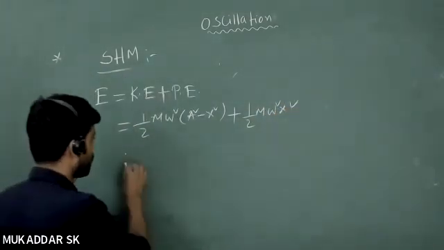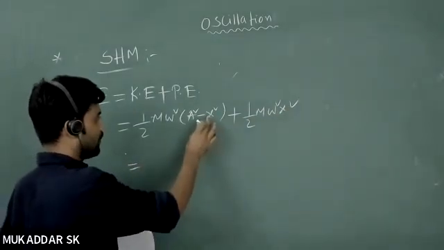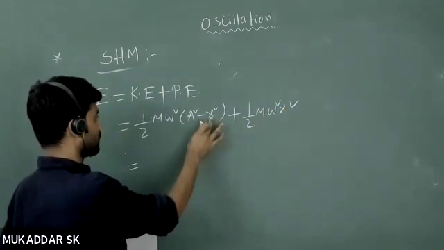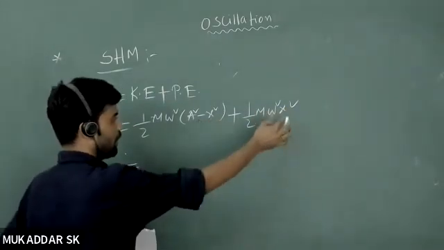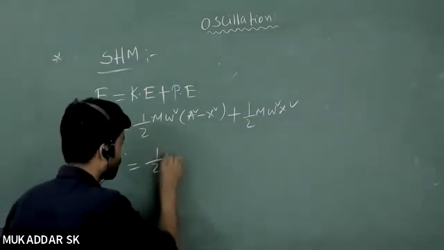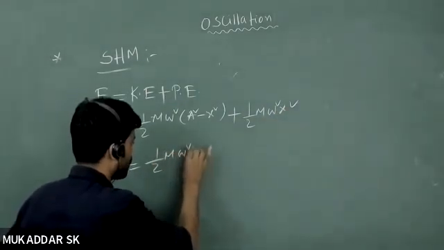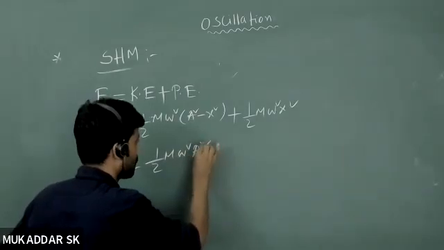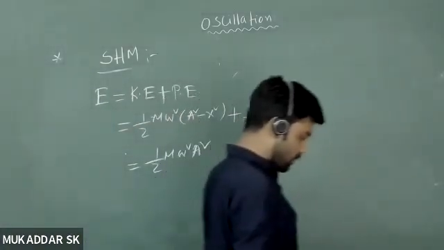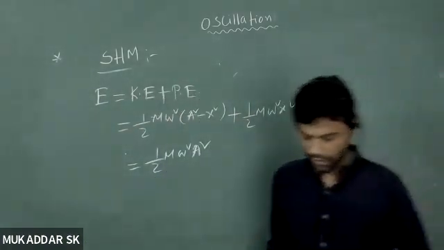So if we add it, clearly it can be noticed that this term will be cancelled. So if you see, this will be minus m omega square x square by 2, and it will be cancelled with this term. So basically you will get half m omega square a square. So total energy of your oscillator is always constant. And this is actually the ideal case.